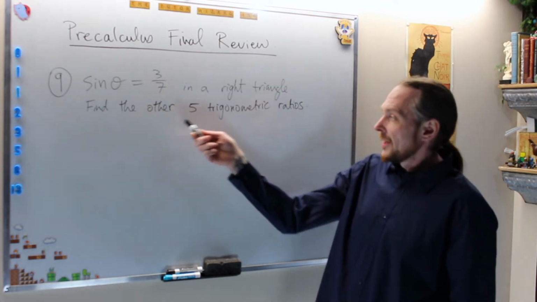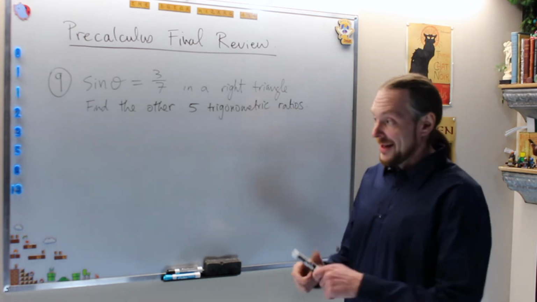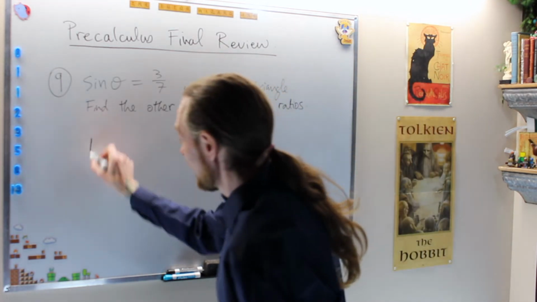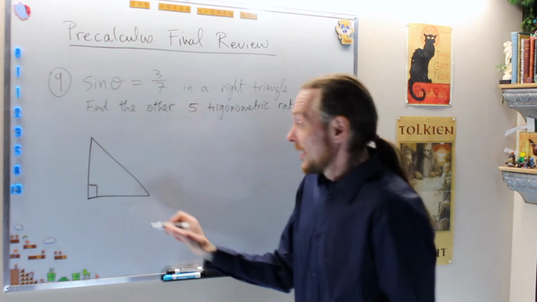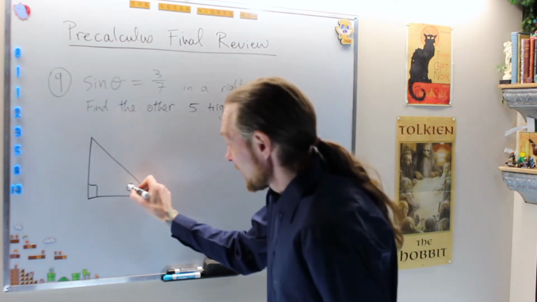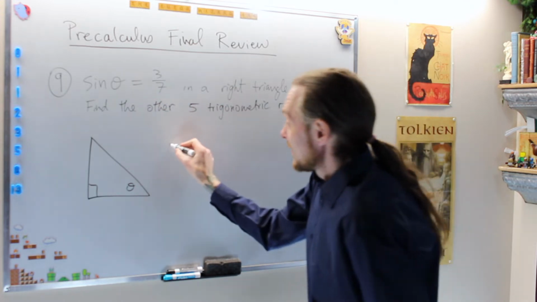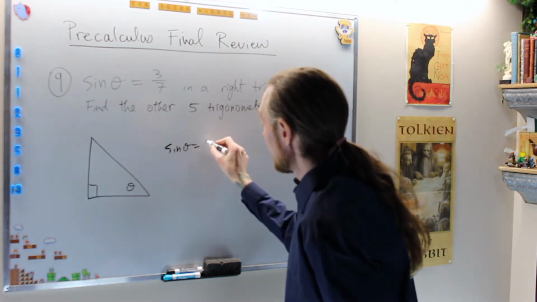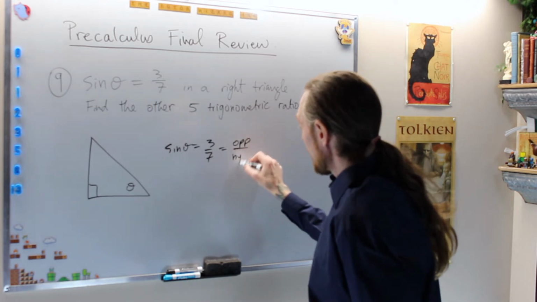We're looking for the other 5 trigonometric ratios in a right triangle. The first thing you should do, if you can, is draw a right triangle for yourself. So let's do that. I have a right triangle. I'm going to label this angle theta. And then what does it say? It says sine theta is 3/7, which is opposite over hypotenuse.